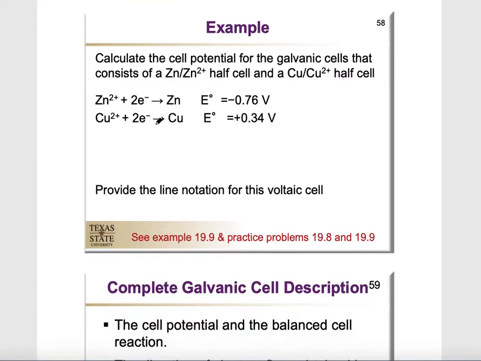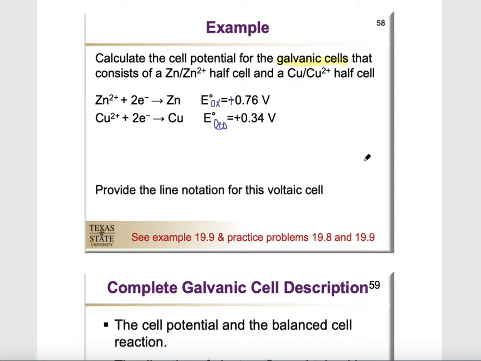Next example, calculate the cell potential for a galvanic cell that consists of the zinc ion half cell and a copper 2 plus half cell, and provide the line notation also for this voltaic cell. Again, this is a galvanic cell, which tells us that we need to have a positive cell potential. That means we're going to look at these reduction potentials and select the most positive one to be the reduction, which is going to be this one. The other one is going to be our oxidation, but since it is written as a reduction, we're going to change its sign.